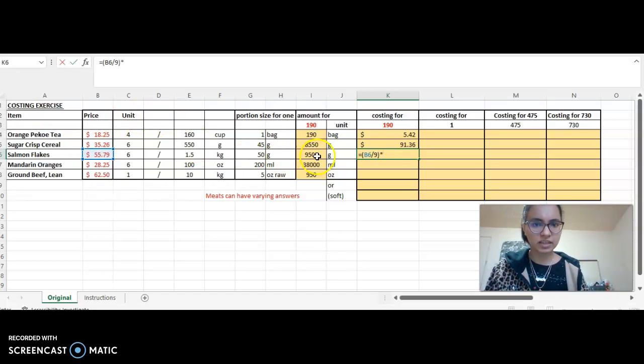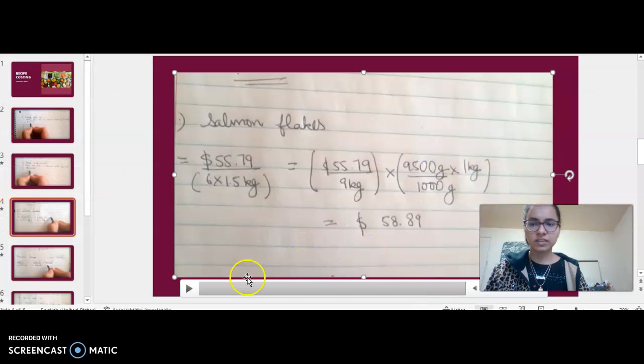And multiplying by 9500, we need to close the bracket, right? So in order to avoid all the confusions, and then divided by 1000 grams. So here it is.